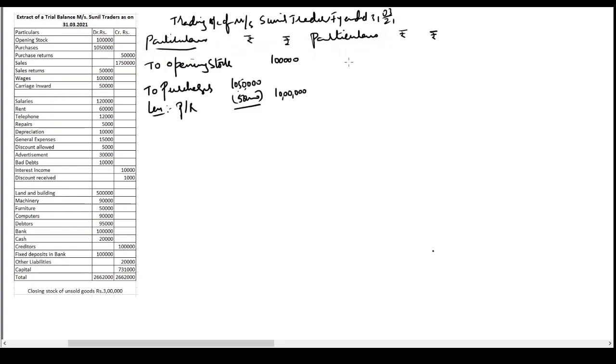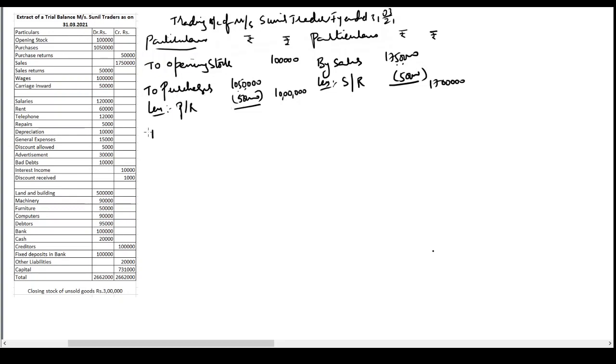Sales is closed by transferring it to the credit side of the trading account. We pass the entry sales account debit to trading account. So we credit the trading account by sales 17 lakh 50,000. Sales returns is 50,000. Sales returns is showing a debit balance. To close it, we pass the entry sales account debit to sales returns account. So it is subtracted from sales, less 50,000. In the outer column I'm going to show 17 lakhs for sales.